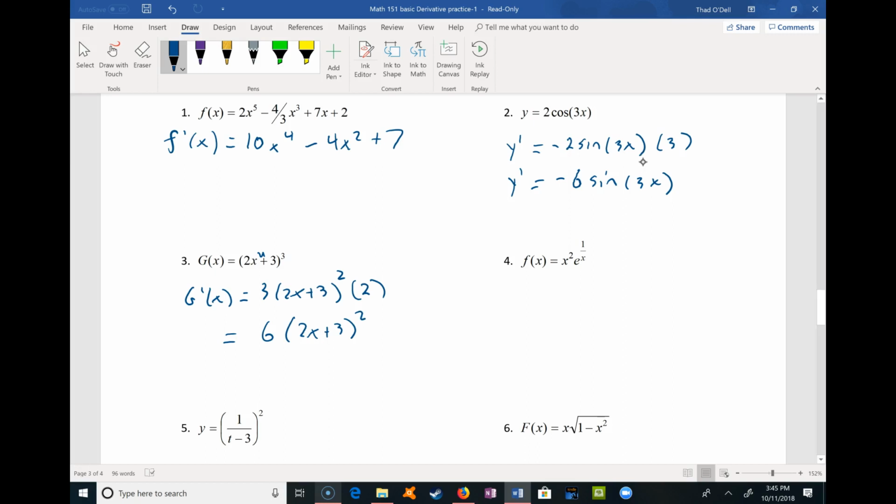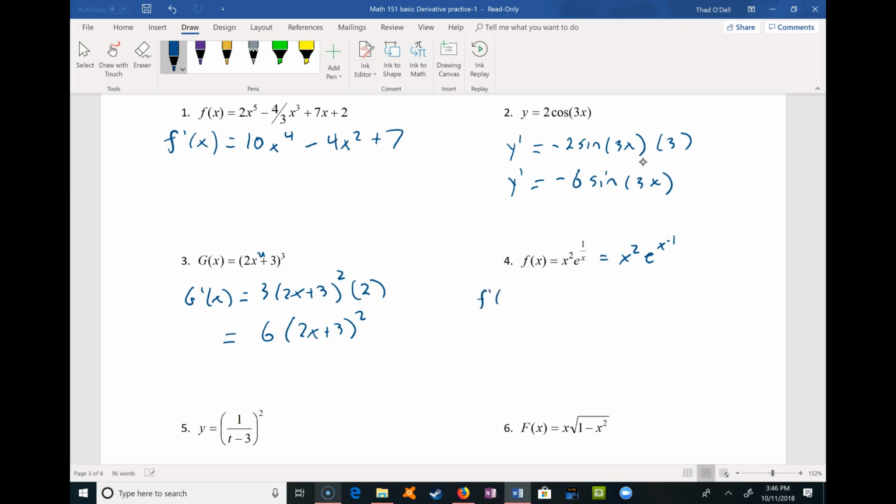This, notice, is something times something, and x squared times e to the 1 over x. I'd probably write this as x squared times e to the x to the negative 1, just because that's cleaner. So we have two things multiplied together that both contain a variable. So this is going to involve the product rule.